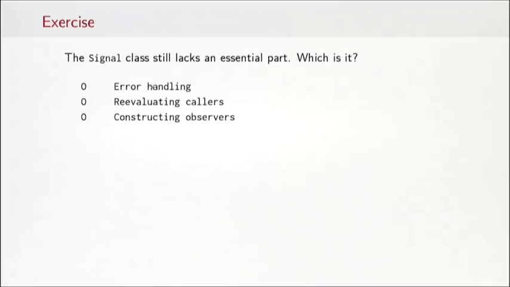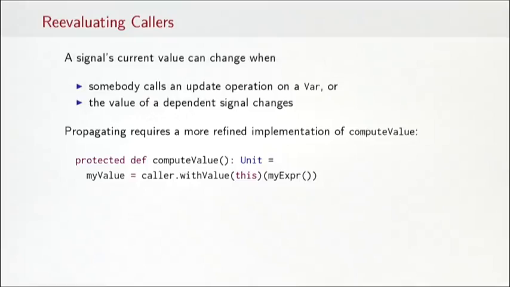Well, in fact, the missing piece is re-evaluating the callers. Let's have a look at that next. So we've seen that a signal's current value can change when somebody calls an update operation on a var, or the value of a signal that the signal depends on changes. And in the second case, we need to detect these changes and propagate them to the observing signal. The propagation will be done in computeValue, so we will now refine the implementation of that method.